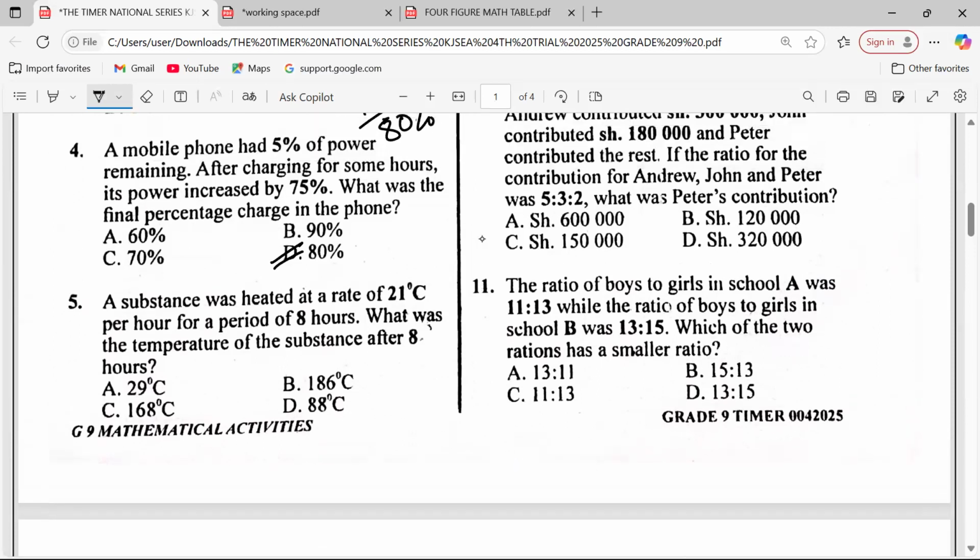We are now looking at number 5. A substance was heated at a rate of 21 degrees Celsius per hour for a period of 8 hours. What was the temperature of the substance after 8 hours? Within 8 hours, what was the rise? For every 1 hour, we are having 21 degrees Celsius increase. That means we need 21 for 8 hours so that we get 168. That becomes our answer now.